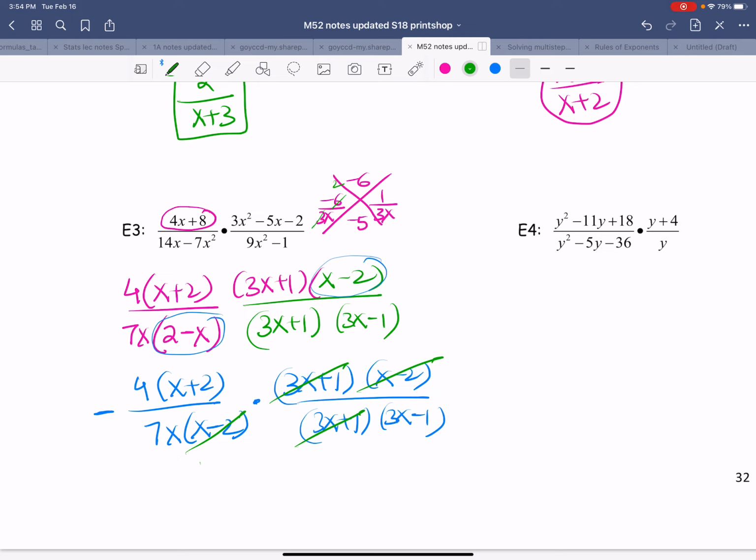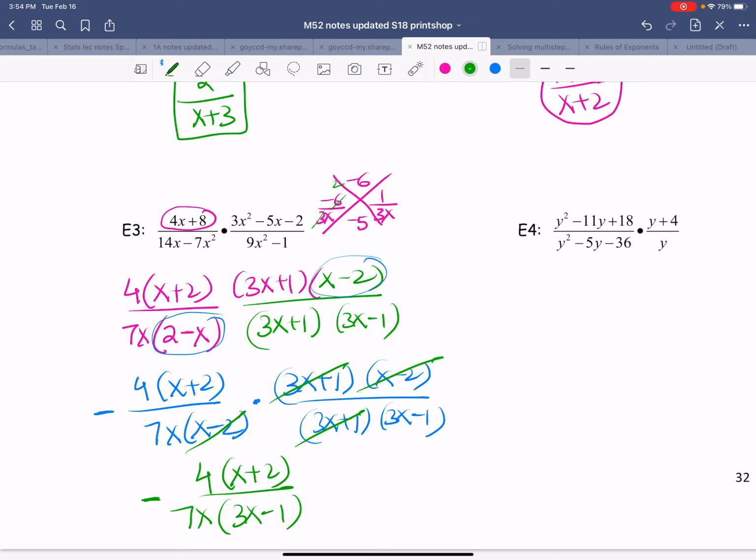And all I'm left with is 4 times x plus 2 in the numerator and 7x, there's a negative in the front, times 3x minus 1 in the denominator. And that's it. Cannot be simplified anymore. If you prefer, you can distribute the 4 into the parentheses, or just leave it like that.